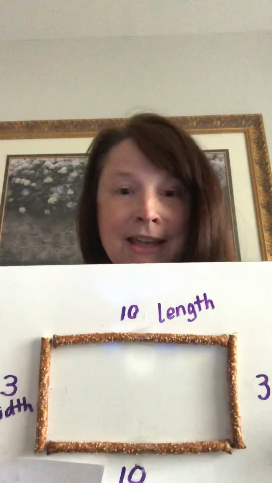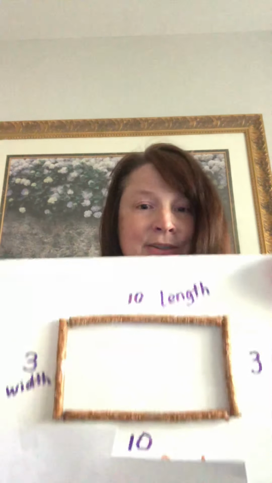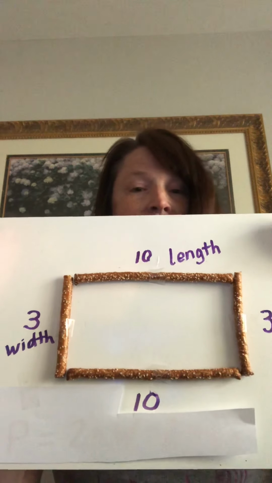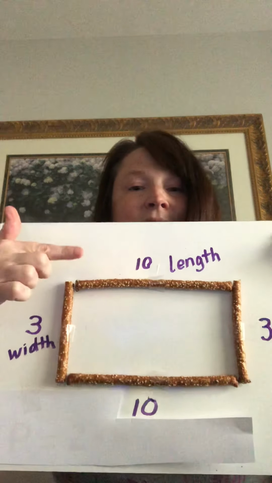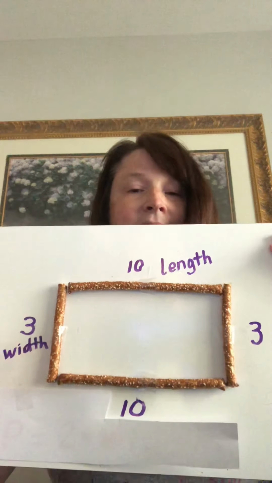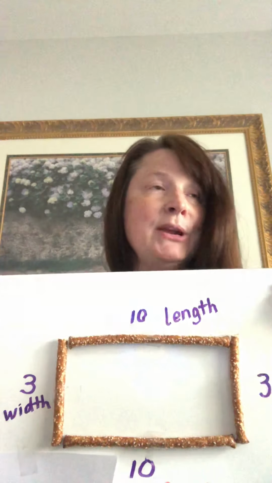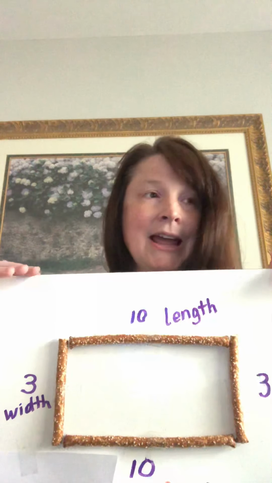So let's go through a couple examples. First I have a rectangle, and I decided to make the perimeter right out of those salted pretzels. And as you can see, we have the dimensions already listed. So both the top and the bottom are 10 in length, and both the right and the left are 3 in length. So if we know all 4 sides, we know if we add those sides together, that can give us the perimeter.